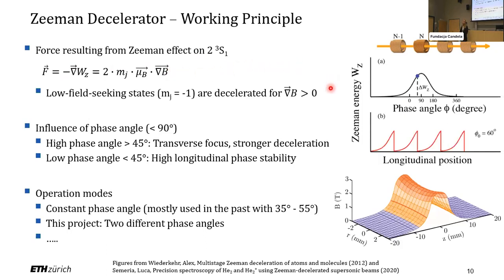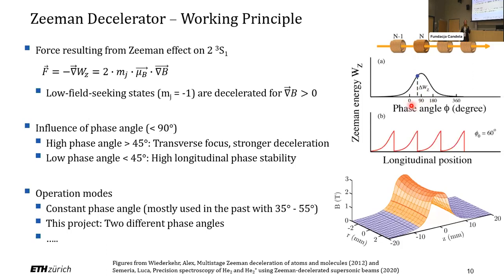So for the Zeeman deceleration, we use a series of 30 coils, so-called solenoids, which are displayed in a row, and we can pulse the magnetic field inside such a coil. Now what we do is we switch off the coils according to a certain position when the atoms are in a certain position in the coil. And this position we call the phase angle.